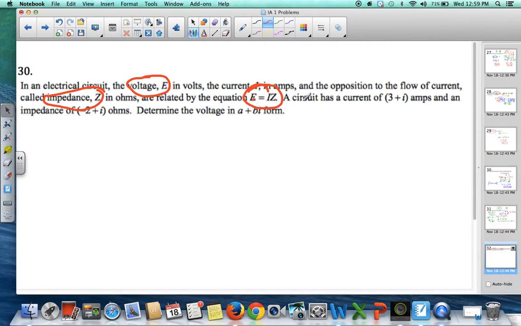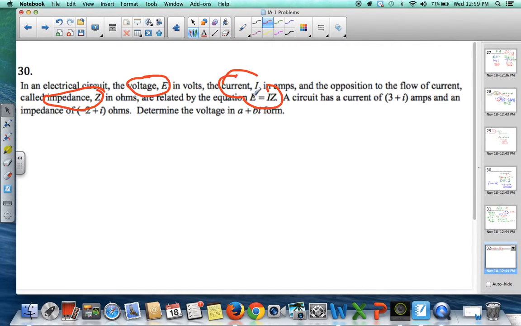Current, where do we have current? Hold on, let me back that up. Z in ohms. Okay, what do we have? Current is I right here. Current is I. Right, I covered it up. I was trying to find it. Okay, the current is I.